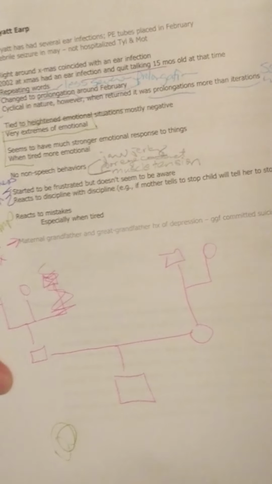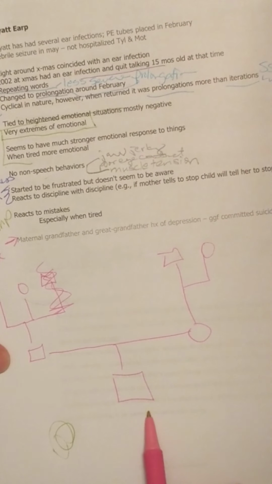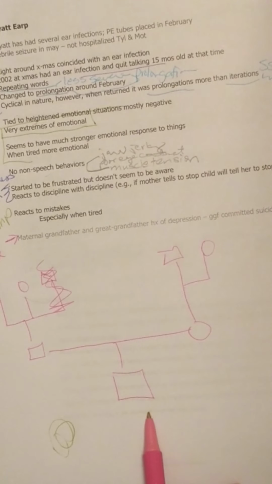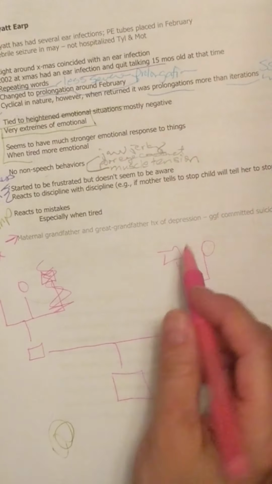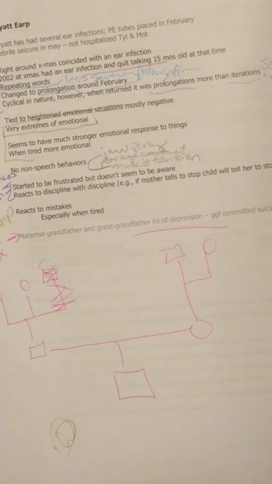So the things that we asked were things related to: did anyone stutter, is there a history of language problems, all of that kind of stuff. History of depression is what came up.